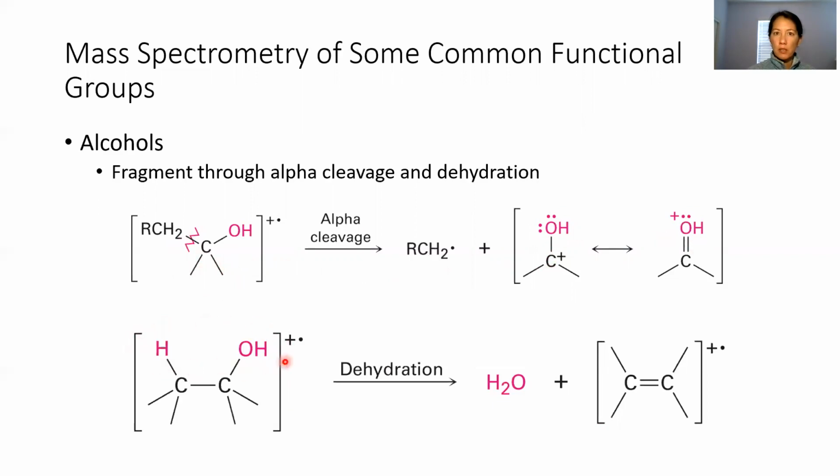Okay, the other thing you could do is a dehydration and remove water. You guys have actually done this in our alkene section to prepare alkenes. You can dehydrate this with acid and heat, and you get water, which will be neutral, and your cation radical will then be your alkene. So you would look for that. So if you have an alcohol, you would look for these two.